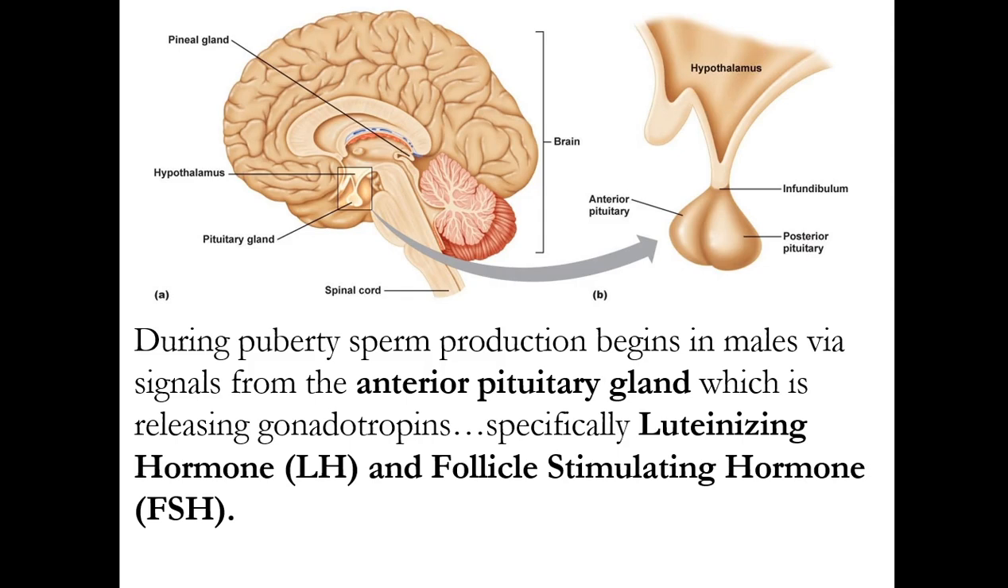Now, during puberty, sperm production begins in males via signals from the anterior pituitary gland, which is releasing gonadotropins. Specifically, if we think back to the endocrine chapter, we know our gonadotropins are luteinizing hormone and follicle stimulating hormone, or LH and FSH.